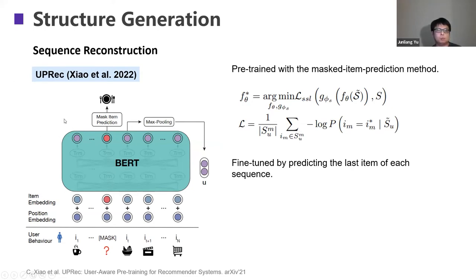First, we present the method of UpRec, and it is very similar to BERT. Given the sequence as the input, this method first masks a portion of nodes, and here we can see the red circle denotes the masked item. Then after learning the representations through the encoder, we need to predict what the masked item is through the equations. We can see these are the loss functions, and then we need to fine tune this model by predicting the last item of each sequence. So in the pre-training process, we actually can mask the intermediate items, but finally to predict items, we need to fine tune this model by masking the last item and then predict it.